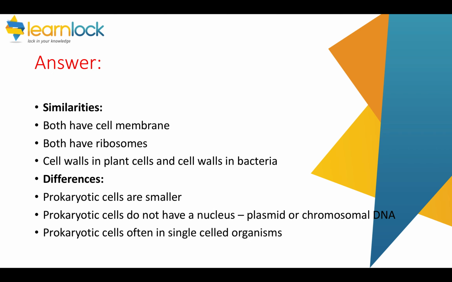Prokaryotic and eukaryotic cells. So, what have they got that's similar? Well, they both have a cell membrane, they both have ribosomes, and plant cells, which are eukaryotic cells, and bacteria have cell walls. But the main difference is prokaryotic cells do not have a nucleus. Instead, they have a plasmid and chromosomal DNA. Prokaryotic cells are also smaller and often just result in single-celled organisms, whereas eukaryotic cells form larger eukaryotic organisms.